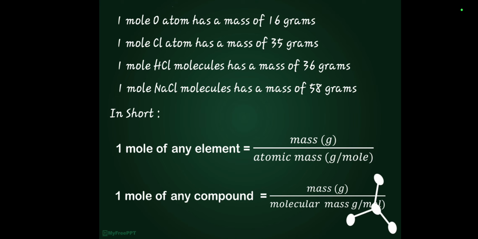Because it is a decimal, 22.99 is the atomic weight of sodium. Round off, okay? So that makes it 23 plus 35, which is chlorine. So, 23 plus 35 is equal to 58 grams.